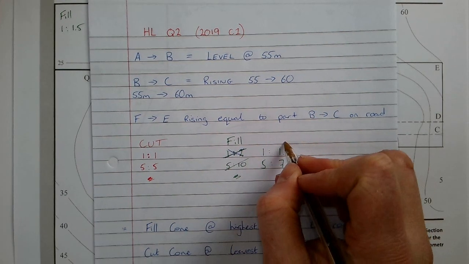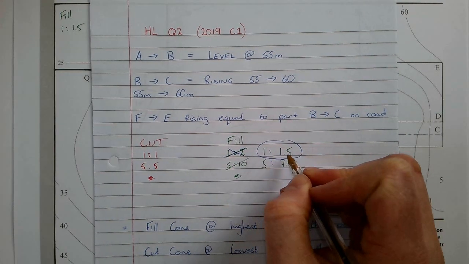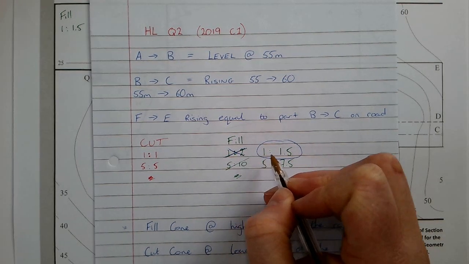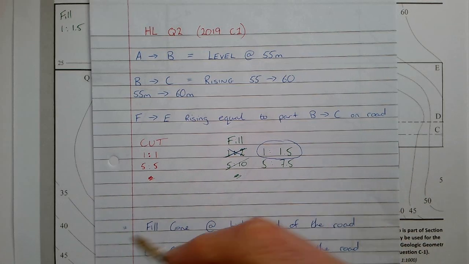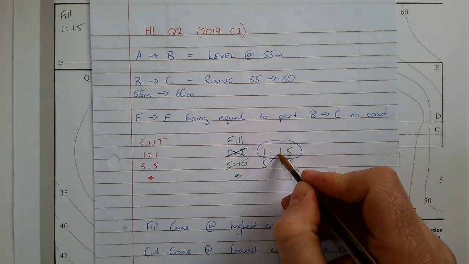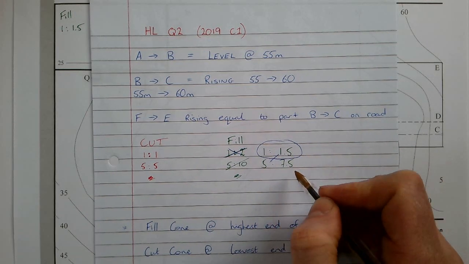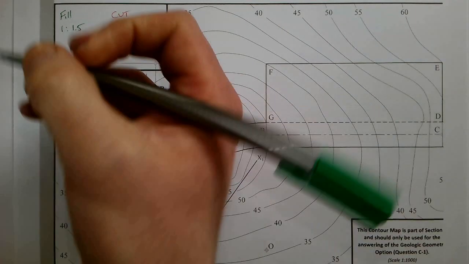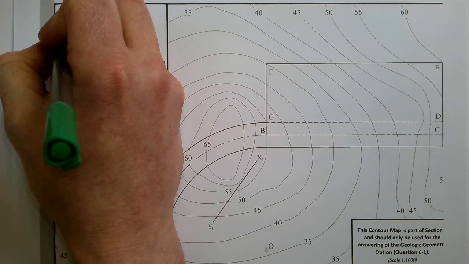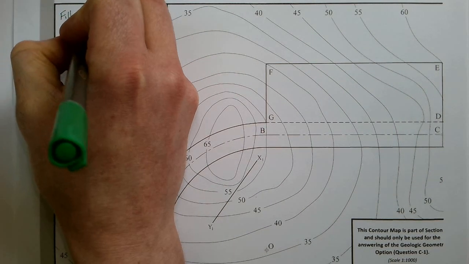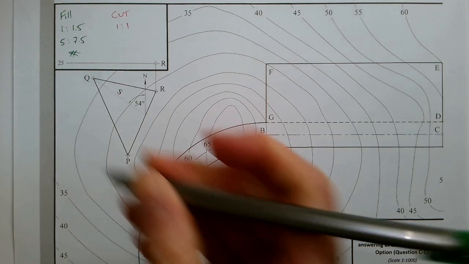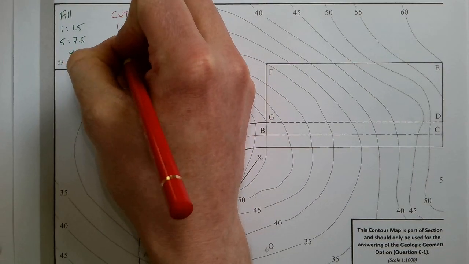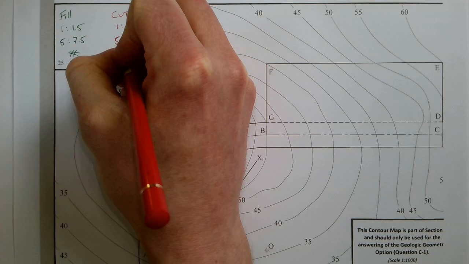So the ratio you're going to use is 1:1.5. For fill or embankments, the ratio is 1:1.5. The gap between our contours is 5, so 5 cross multiplied by 1.5 gives you 7.5. So for this question, fill is 1:1.5, which becomes 5:7.5. I'll be using green for fill, and for cut it's 1:1, which is 5:5. I'll be using red for that.